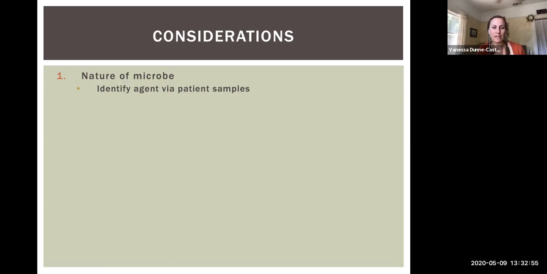There are other ways that you can identify the agent, not just through patient samples, but through circumstances in the environment. We now have many very rapid immune-based tests that we could administer to patients to determine if they have viral versus bacterial infection or if they have a particular pathogen. So this is all about diagnosis. If possible, diagnose the infectious agent.